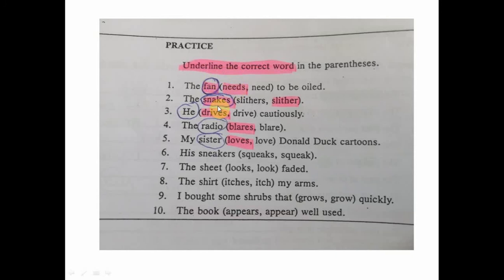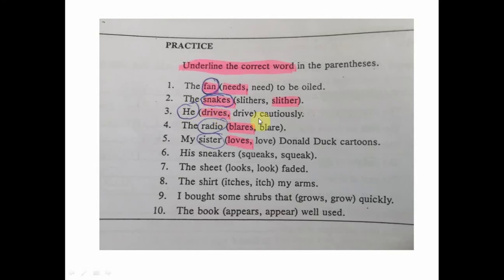The snakes slither. You know what slither is? Like they move in a way that makes no sound. Now the snakes, many snakes, plural. So we need a plural verb. Plural verb does not take S. So snakes, plural subject. Slither, plural verb without S. He, singular, one he. Therefore, we add S to the verb.